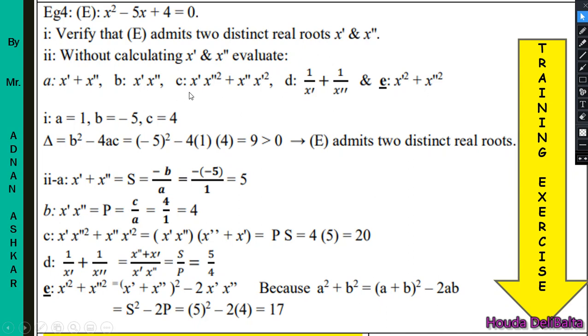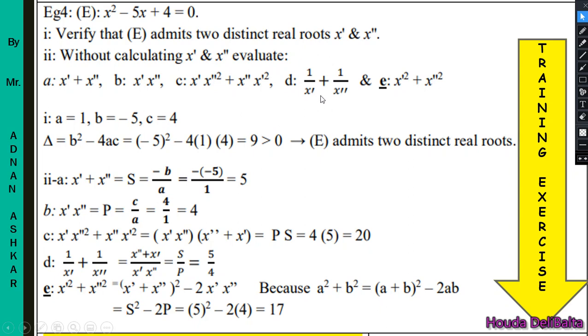Now in part C, we have to find x prime, x double prime squared plus x double prime into x prime squared. So first of all, we can take common factors, x prime and x double prime. So we take common factors, x prime into x double prime. What remains inside is x double prime plus x prime. So notice, we can take x prime and x double prime as common factors. Here remains x double prime and here remains x prime. So we get p outside into s. Then p into s means 4 times 5, and the final answer is 20. So this value is equal to 20.